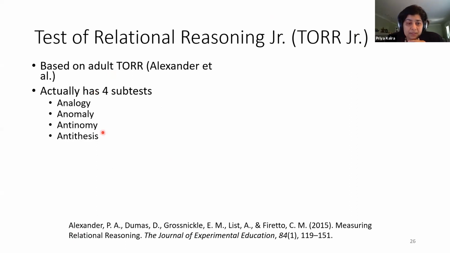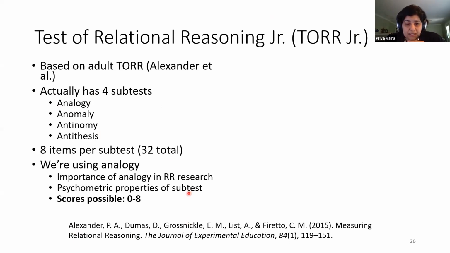It actually has 4 subtests. We have chosen to focus on the analogy subtest, partly because its reliability was a little bit better, but also because it's the clearest parallel to the type of relational reasoning that I've been talking about. Alexander and colleagues very rightly, I think, point out that relational reasoning is not simply analogy, that there are different types of relations that you can attend to and so forth. But for this study, we have just used the analogy subtest. So the scores possible are from 0 to 8.